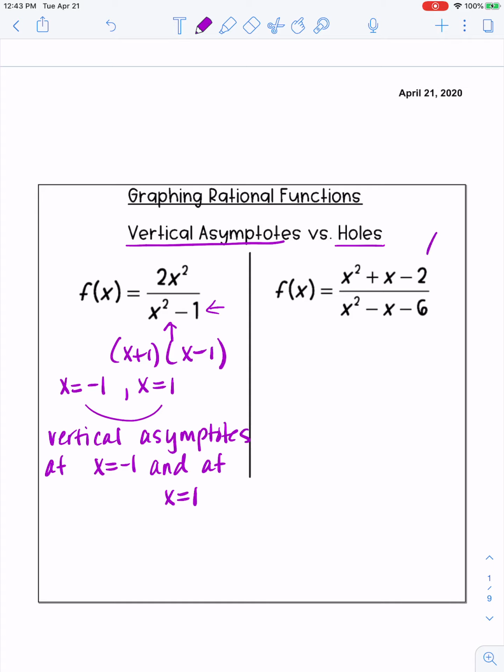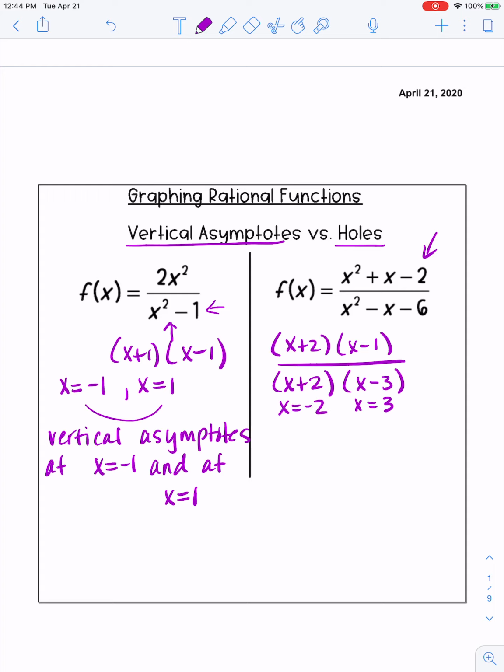Here, if you look at the second one, I'm going to factor, again, always factor, because we want to see if we can simplify. My numerator is going to factor into x plus 2 and x minus 1. And my denominator is going to factor into x plus 2 and x minus 3. Now again, if we have 0 in the denominator, that creates an undefined scenario. So I can see here that x equals 3 is going to give me 0, and x equals -2 is also going to give me 0.